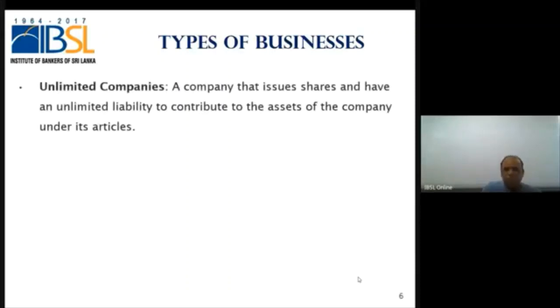Now, the reverse of a limited company is an unlimited company. So what is the difference here? An unlimited company is a company that issues shares and has an unlimited liability to contribute to the assets of the company. It is very clear that certain companies limit themselves up to the total value of their assets. But there are certain companies where they cannot limit their liability to that extent. So it becomes an unlimited company.